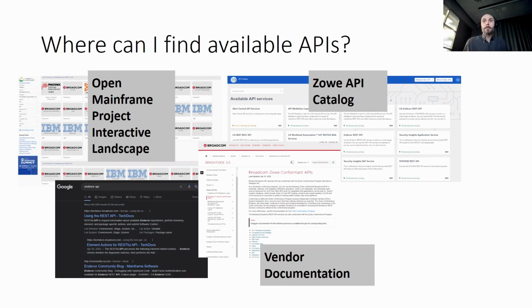So on the zowe.org website, you can see a complete list of Zowe conformant APIs. And hopefully in time, all mainframe APIs would be conformant. So that would be a single place to see what's available. But if you jump to the bottom right of this slide, you could always go to the vendor solution documentation, where typically the API offering would be described.